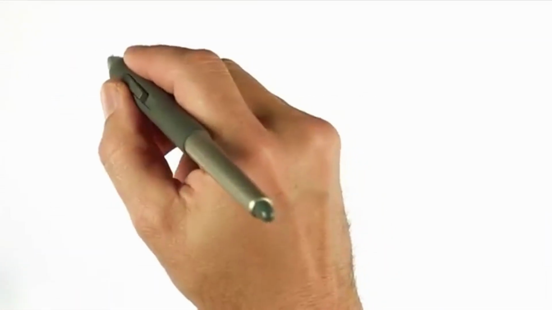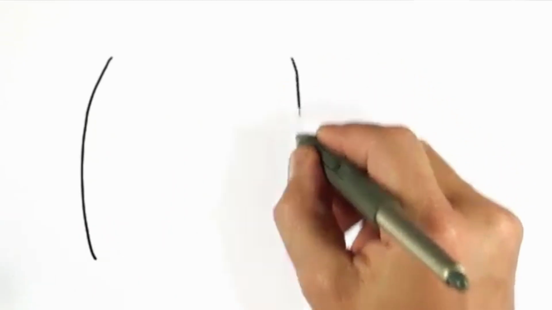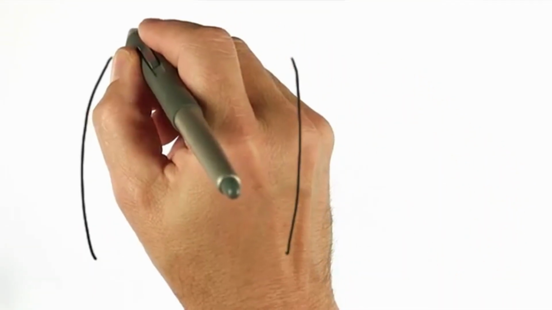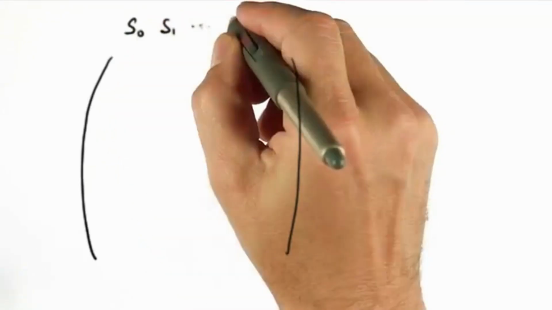It's important to understand how I set up the data structure. There's our positions. Let me just for a second call them S. And there's our landmarks.